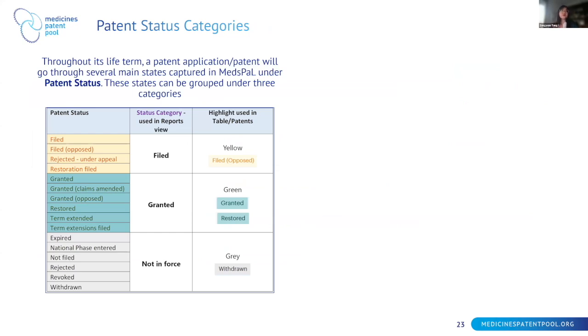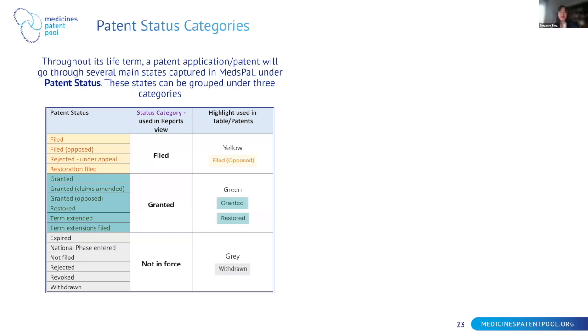And here we go through a bit more about the patent status. Through its lifetime, a patent will go through several patent statuses, but they can be categorized into 3 main status categories. For example, filed, opposed, or rejected under appeal will be under the status filed, which means pending, ongoing, and we highlight the color with yellow.